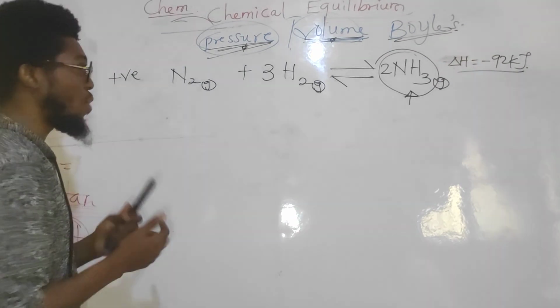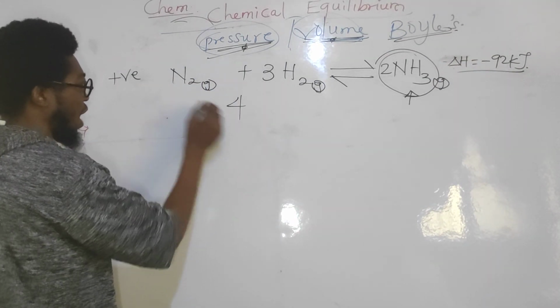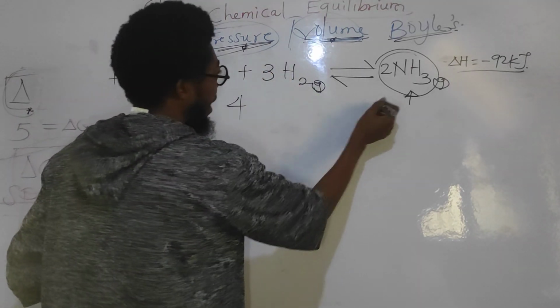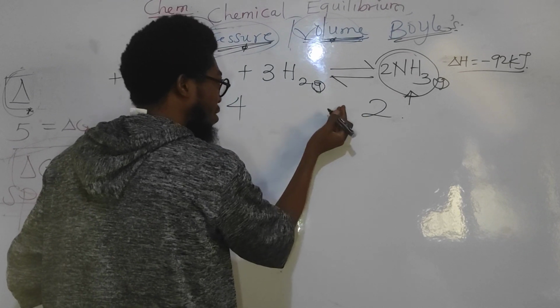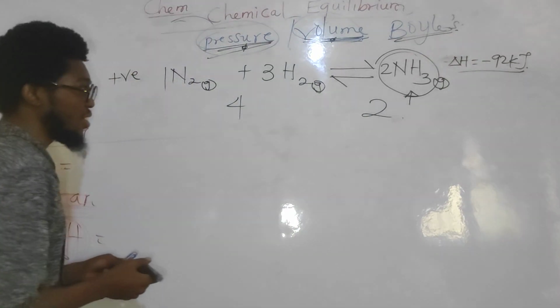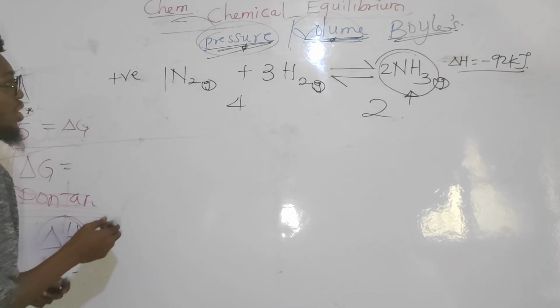What is the other thing that will help you? How many gas molecules do you have here? We are having 4 gases, 1 and 3. Here we are having 2. What will favor this side? Increase in pressure and decrease in temperature. So let's go through the options that we have. A: a catalyst is introduced into the system.